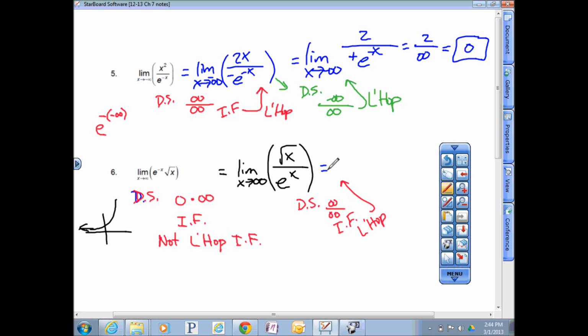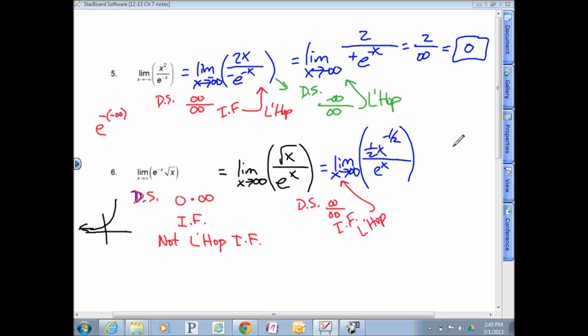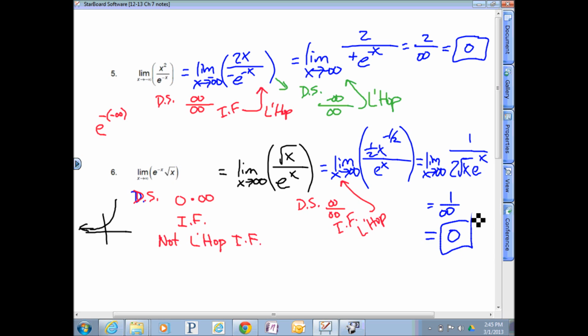If I do that, I've got limit as x approaches infinity of 1/2 x to the negative 1/2 power over e to the x. And I'm going to take a little detour right here. Instead of doing L'Hopital's again, let's clean up our fractions inside fractions. This is the same thing as limit as x approaches infinity of 1 over 2 root x e to the x. Now if you do direct substitution with that, you're going to have 2 times a huge number times e to a huge number on the bottom. We're going to have 1 over something massive, which is going to give us a 0.